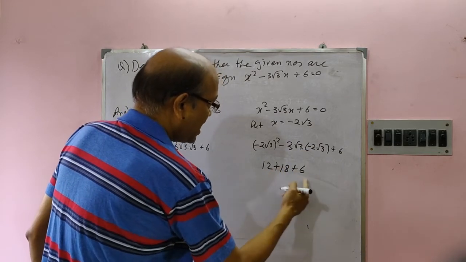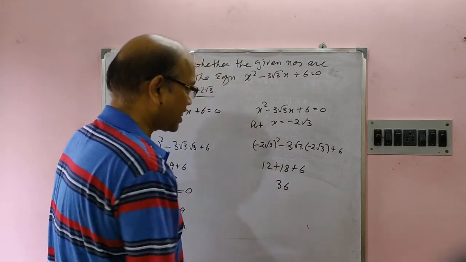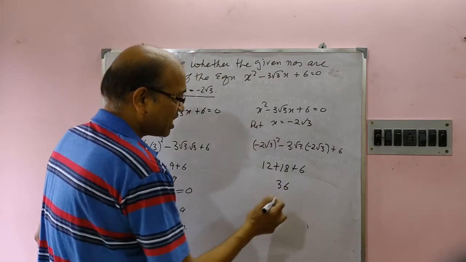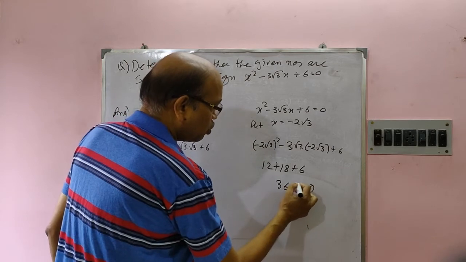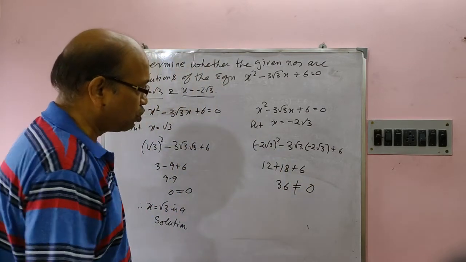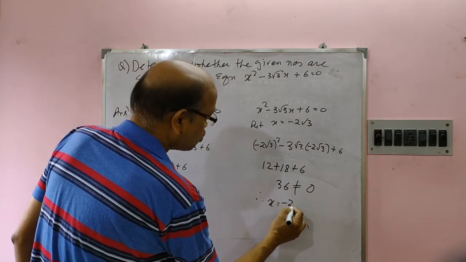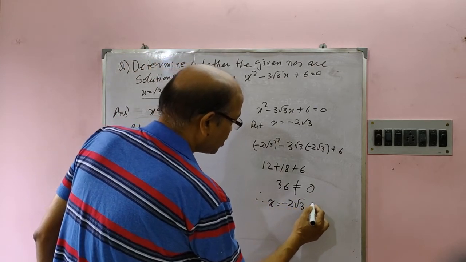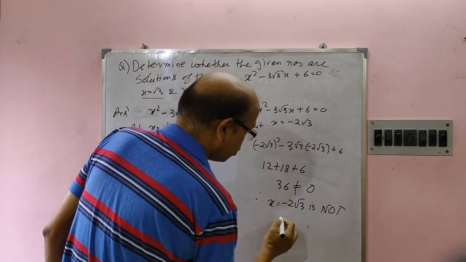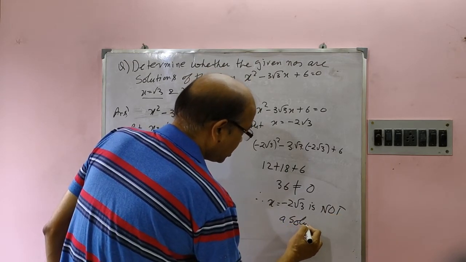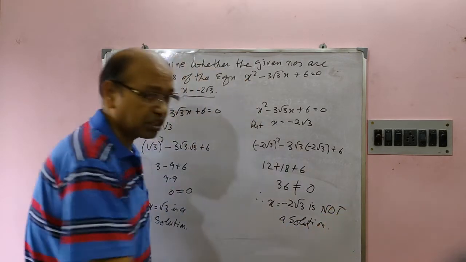So I get 12 plus 18 plus 6, which is 36. Is it equal to 0? No, it is not equal to 0. Therefore, x equals minus 2 root 3 is not a solution. Is it clear?